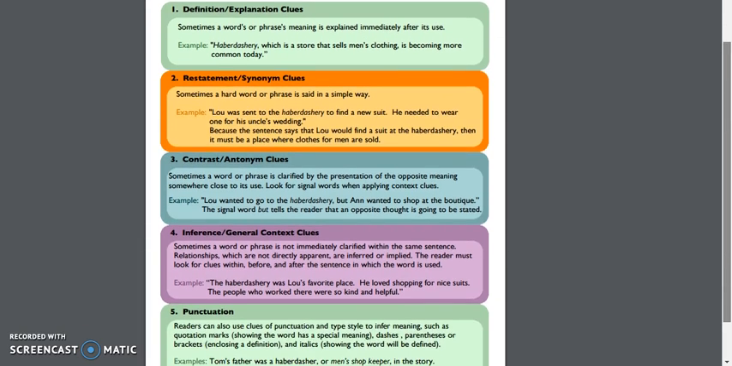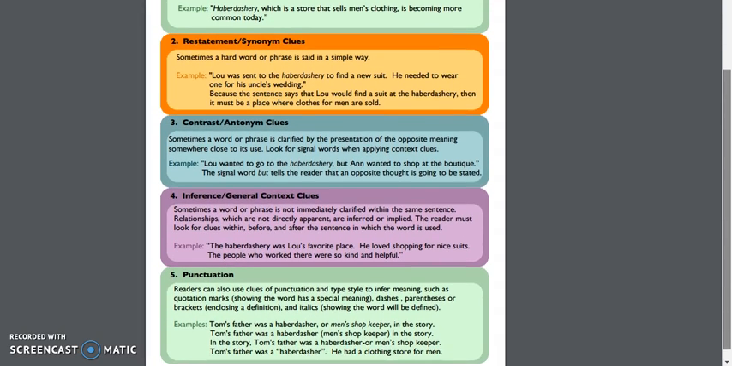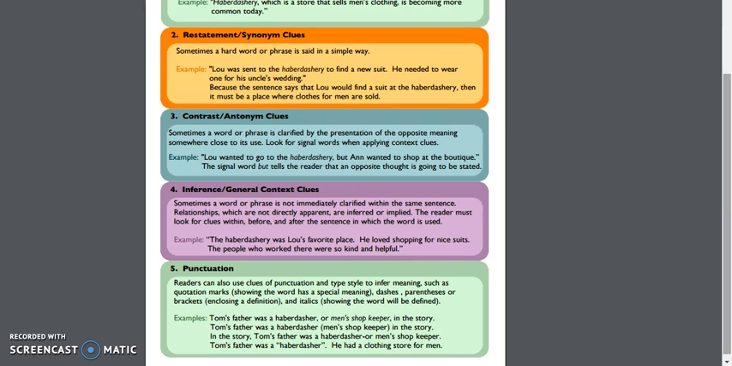Let's look at the fifth type of context clue. The last one is punctuation. Readers can also use clues of punctuation and type style to infer meaning, such as quotation marks showing the word has special meaning, or they could have dashes. Parentheses are also a good one. Brackets enclose a definition, or italics show the word will be defined.